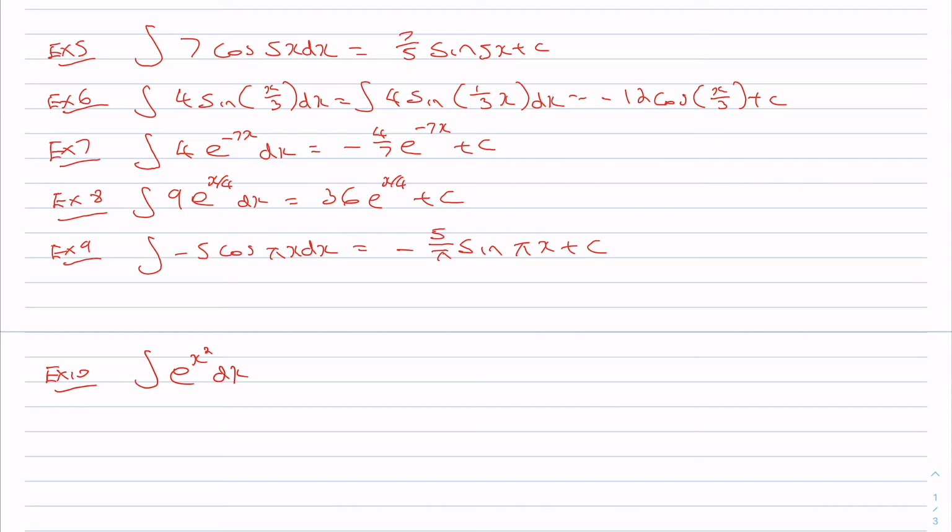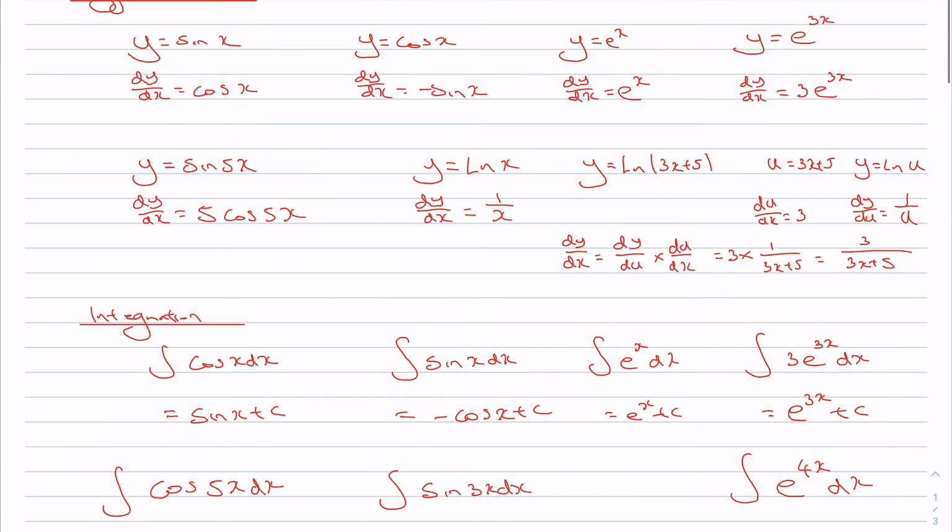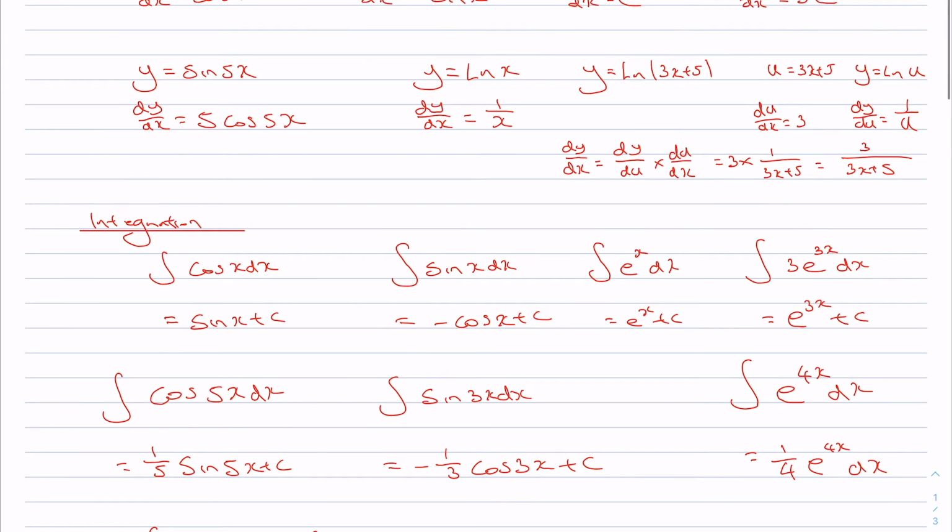remember, we will differentiate this and then divide it by that derivative. So what I've done here with the 3, when I differentiate 3x, it's 3. Then we would have that 3 become a denominator, so it's 3 divided by 3. That's what I'm doing here.